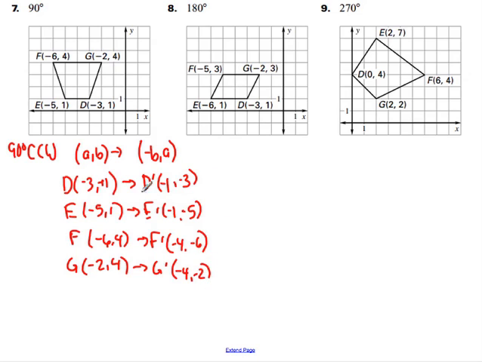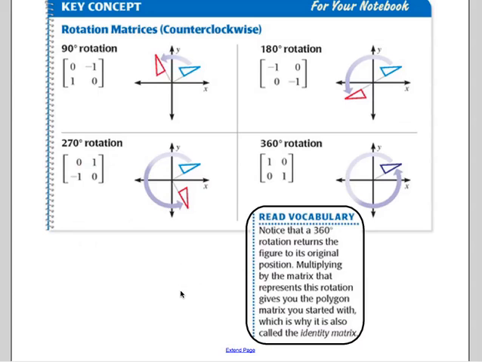We can then plot these points if we needed to, or if we're going to do composition rotations, we could just use these points again and make D double prime or E double prime or F double prime, etc. Same things as we've done before. You can also use matrices.